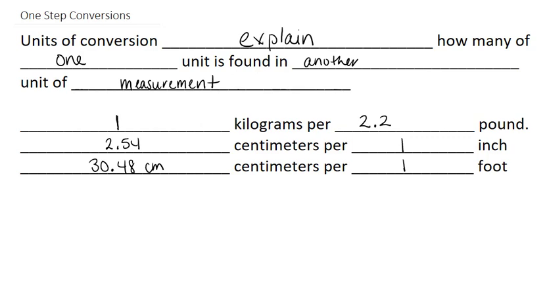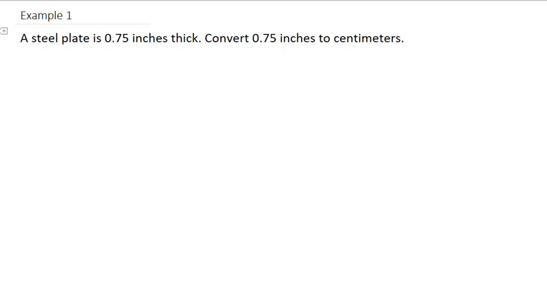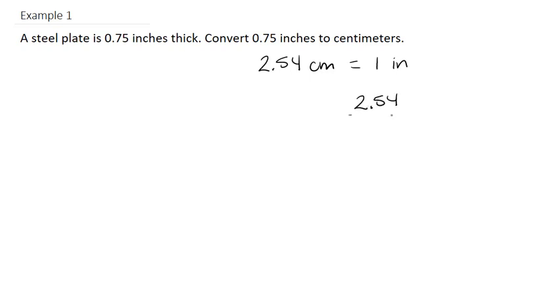So let's look at an example. Example 1. We have a steel plate that is 0.75 inches thick. Convert 0.75 inches to centimeters. So we're going to use the conversion of 2.54 centimeters is equal to 1 inch. When we use conversions, all we do is we put them over each other. So we can use either this conversion or this conversion.